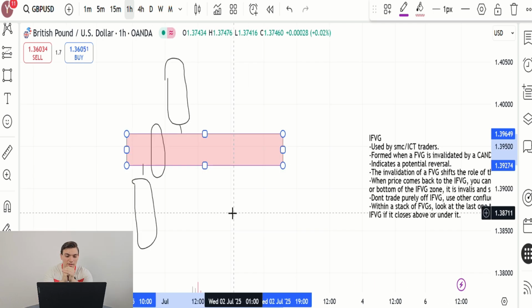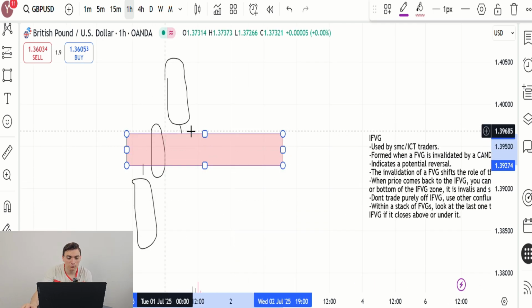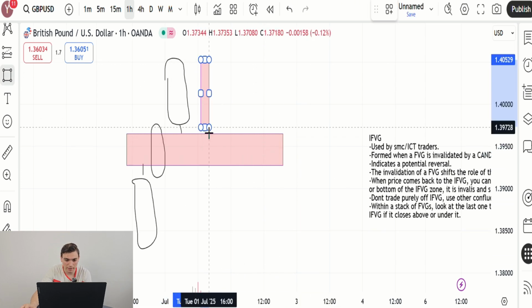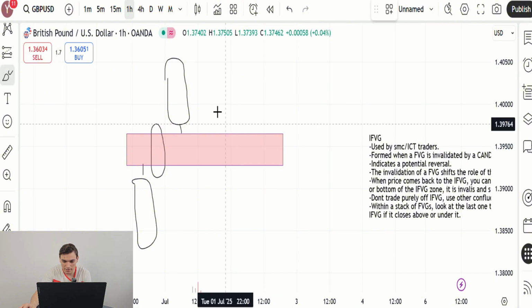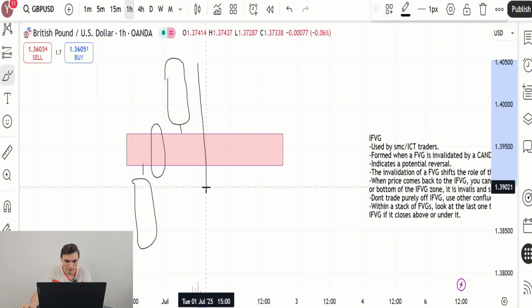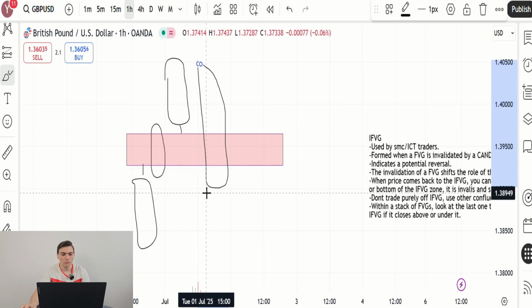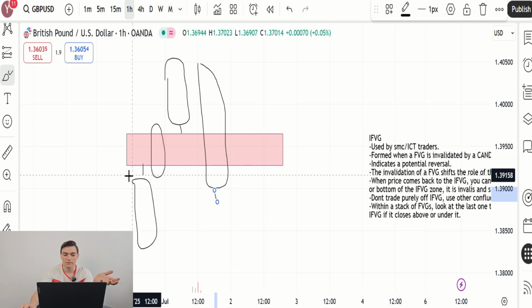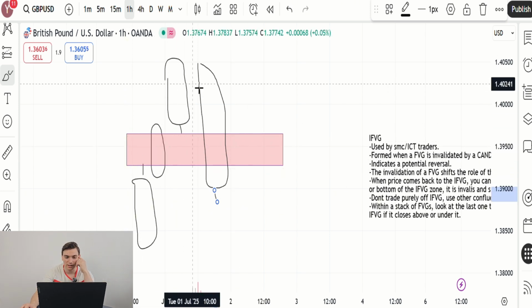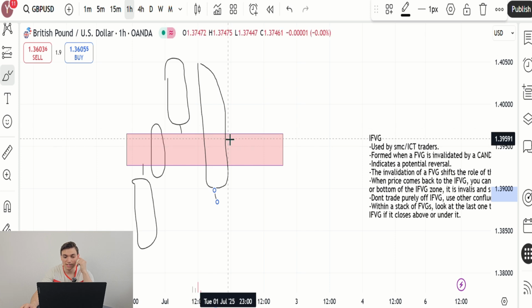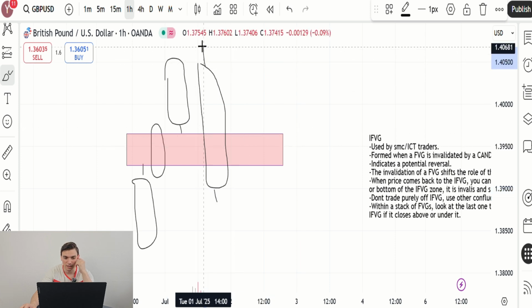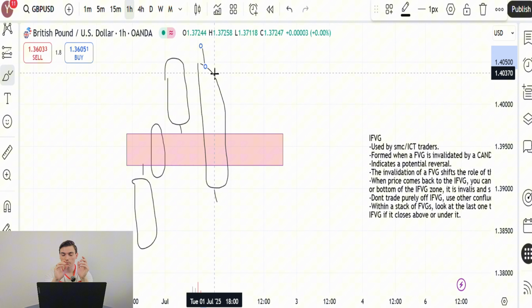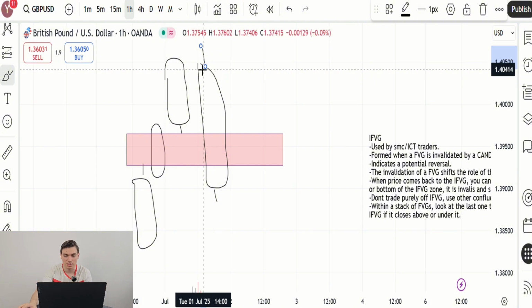Okay, as you can see right here, we have a bullish fair value gap. All right, so if it gets invalidated like this, now this won't be a bullish inverse fair value gap, right? We had a bullish fair value gap. So what is this? This is a bearish inverse fair value gap. It shifts the role, okay? You have to know this. And the same is in the opposite direction.